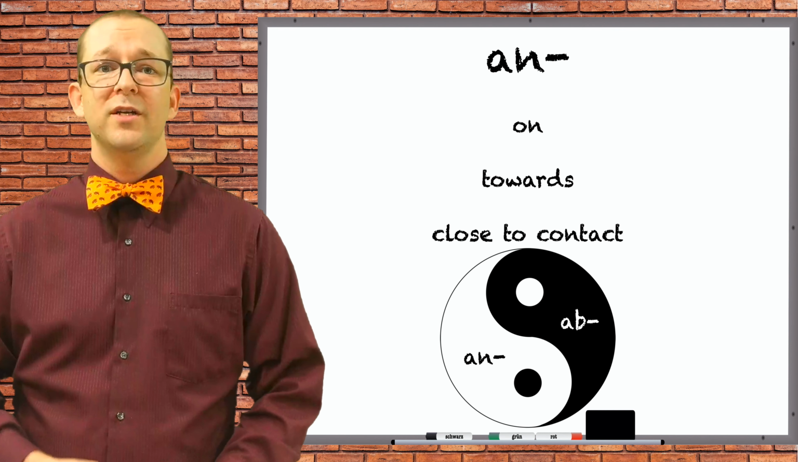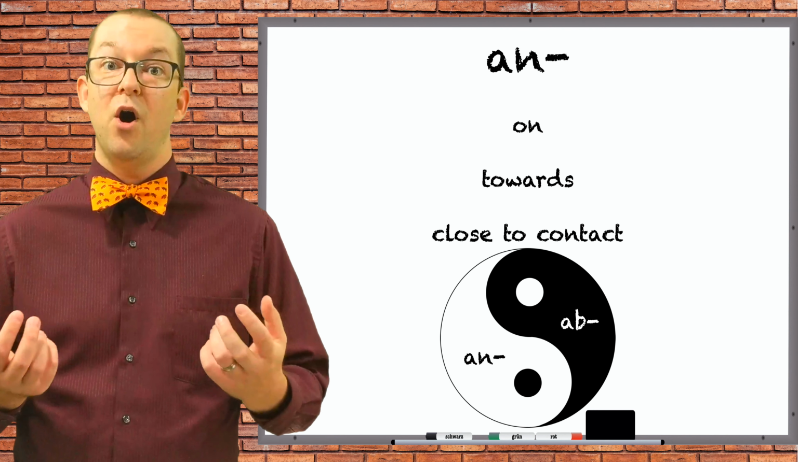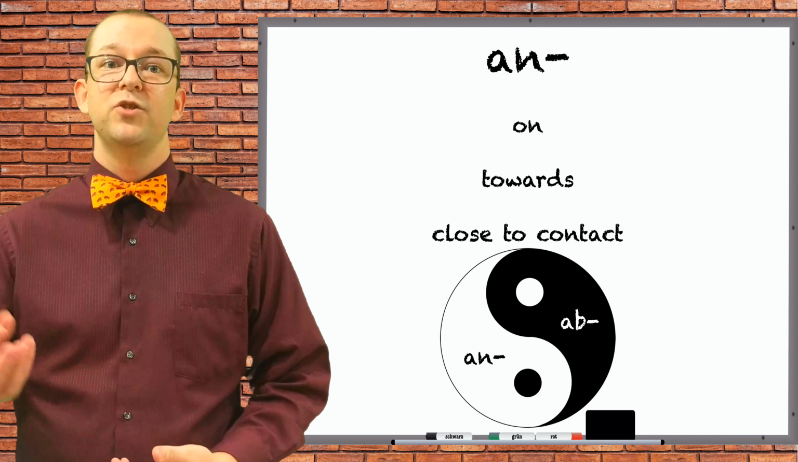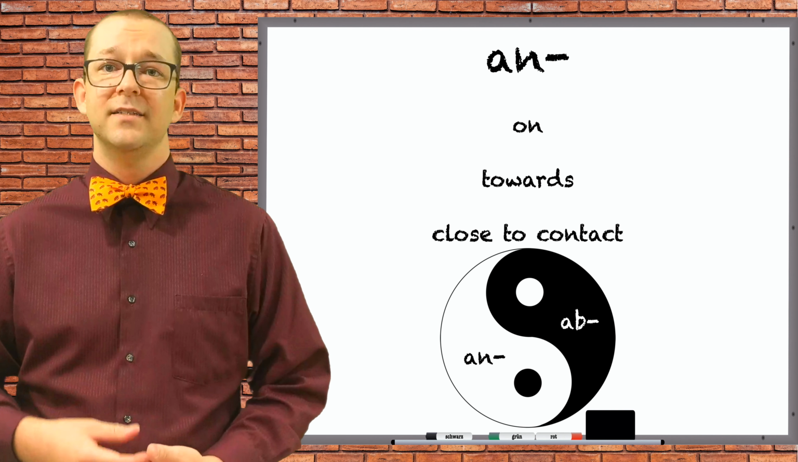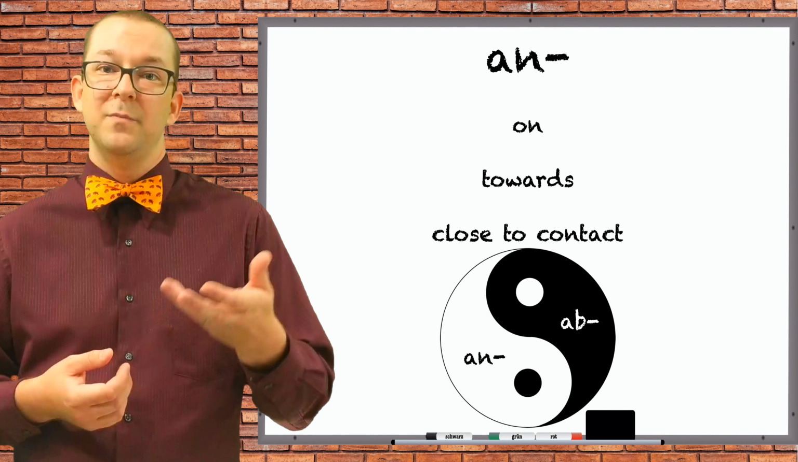The most difficult part is stretching your understanding of how on works in English to make sure that you encompass everything that the German prefix does. You can think of an as the kind of yin to ab's yang.